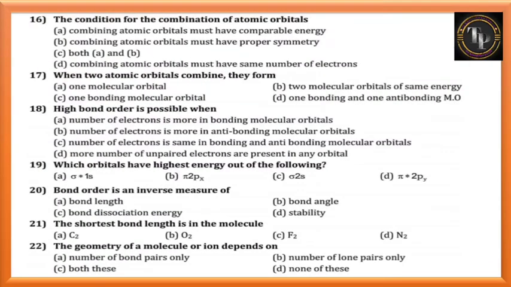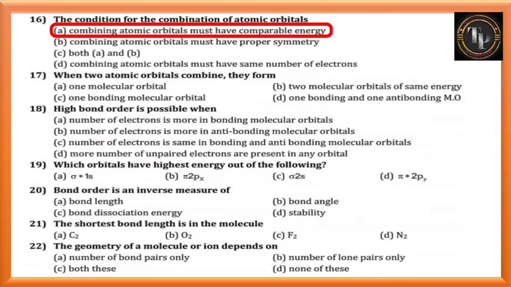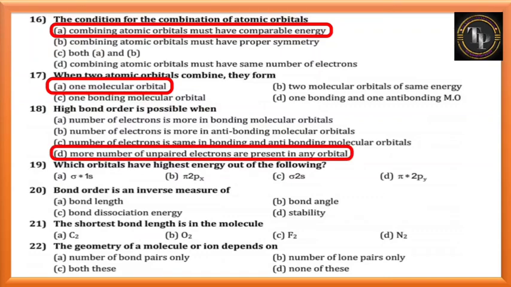The condition for the combination of atomic orbitals: combining atomic orbitals must have comparable energy. When two atomic orbitals combine, they form one molecular orbital. High bond order is possible when more number of unpaired electrons are present in any orbital.